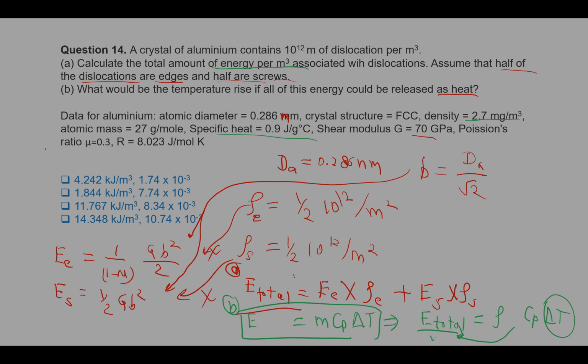It is already containing the volume part, and rho we have given, Cp we have given. Just we have to divide, then we'll get the temperature difference. Based on that, we can calculate the temperature rise. So the option number first will be the correct here.